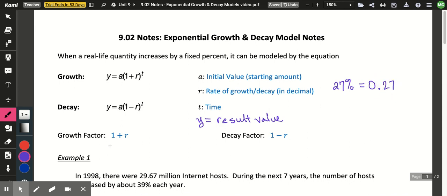So if I bring that down to my growth factor here, my growth factor then would be 1 plus 0.27. So that would be 1.27. And the decay factor would be 1 minus 0.27. So that would be 0.73.